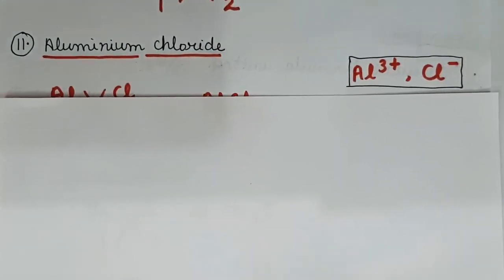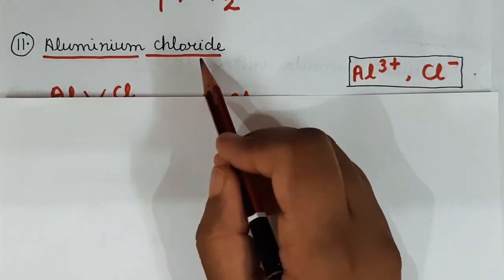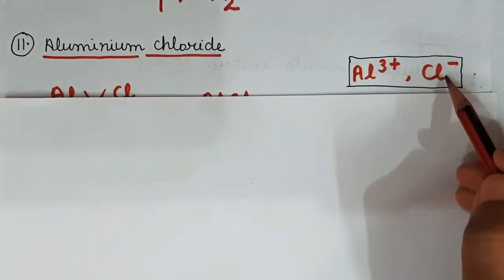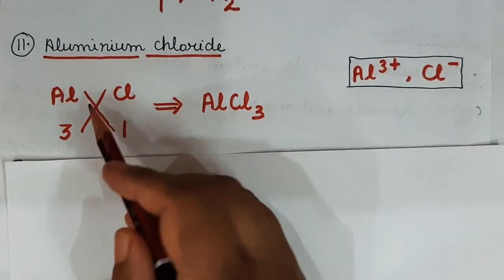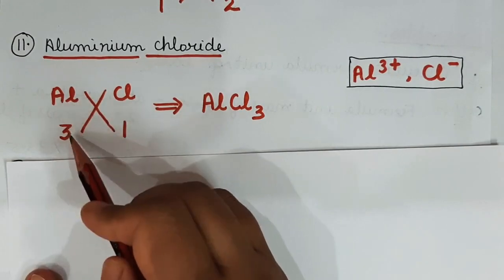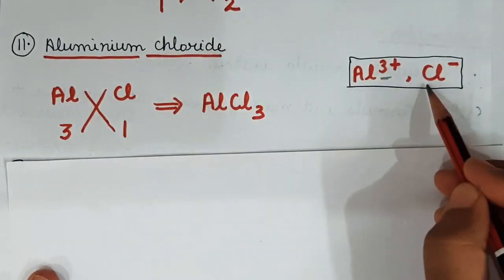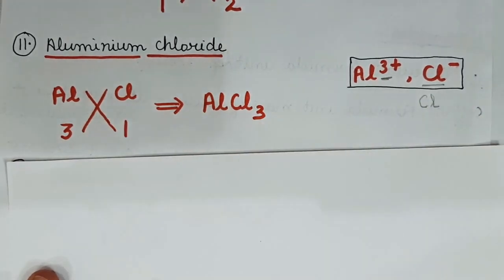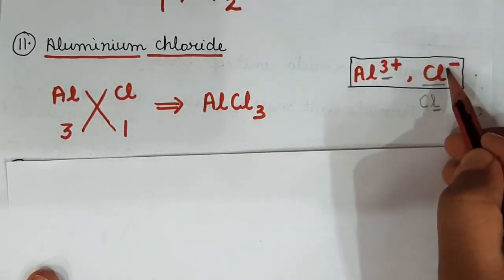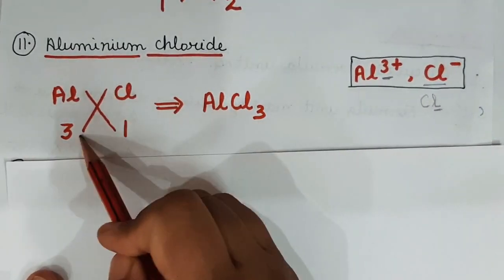What is the formula of aluminium? It is Al3+. And what is the formula of chloride? It is Cl−. So aluminium, Al, that is the symbol. Valency is 3. Now write for chloride. Chloride symbol is Cl, capital C and small l. We always write the second letter small. And what is the valency? It is 1. So just cross multiply. AlCl3.